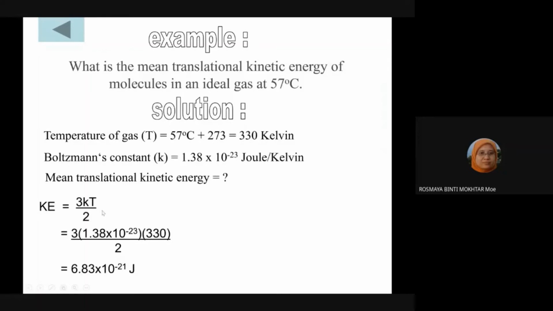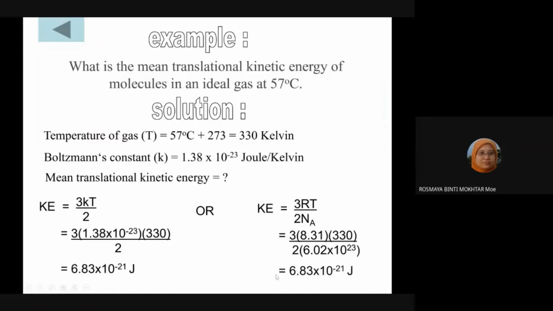Instead of using this equation, you can also use 3RT per 2Na. You will get the same answer. If you use 3RT per 2Na, the R, the gas constant, is 8.31, the absolute temperature is 330, and 2 times the Avogadro number, 6.02 times 10 to the power of 23. So you will get the same answer. So simple question. I hope you all can understand this example.